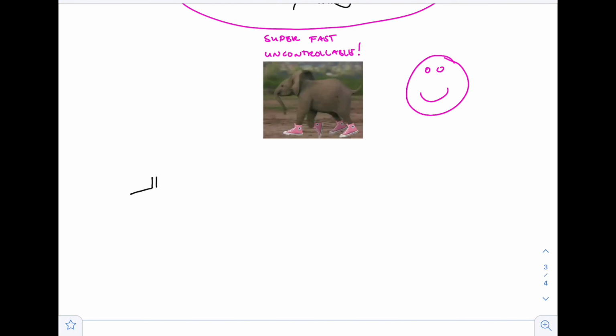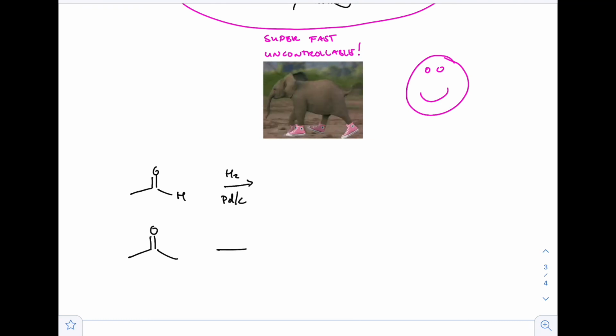Anyway, that's an uncontrollably fast reaction, and you're not isolating that middle cis alkene product, okay? There's other ways to maybe isolate an alkene intermediate, and we'll go over those in a different video. But for now, just know that if you have palladium on carbon with hydrogen, you cannot control it. You're going to go from the alkyne to the alkane.